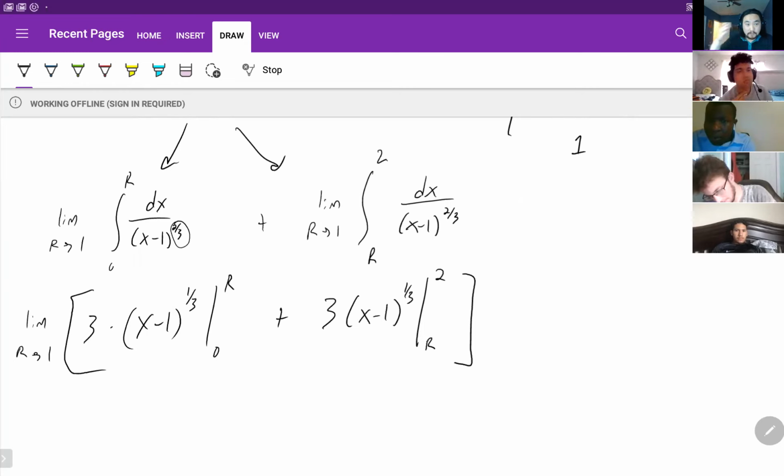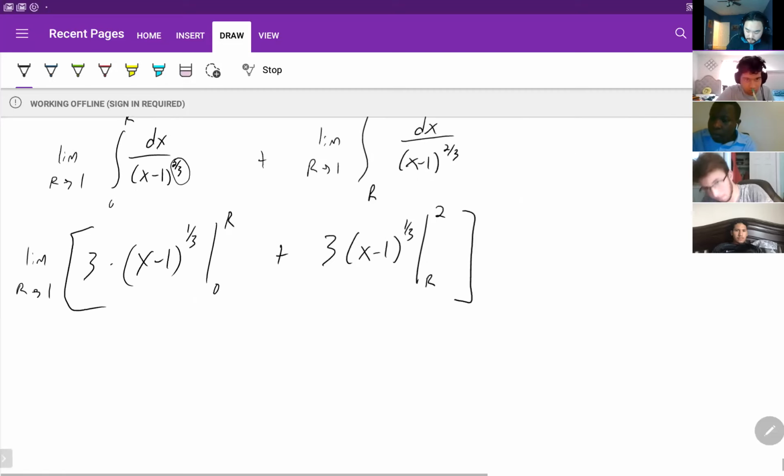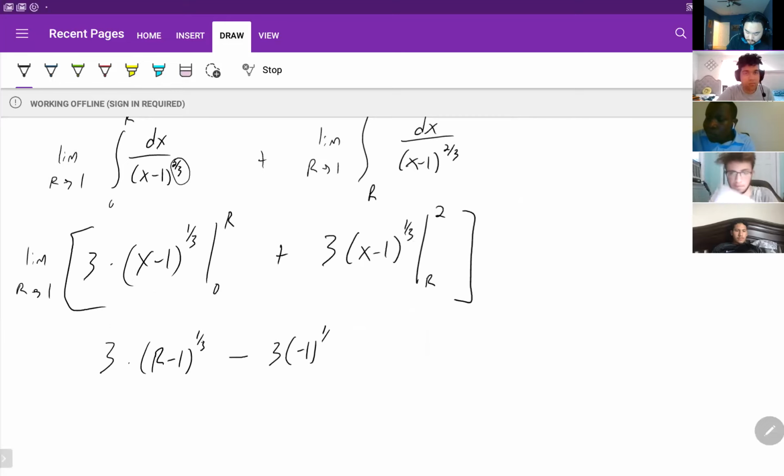And then I'm going to have like 4 pieces, right? The upper minus lower plus the upper minus lower. So here we go. I get 3 times (r minus 1) to the 1/3. So that's the upper minus the lower, which is 3 times (negative 1) to the 1/3.